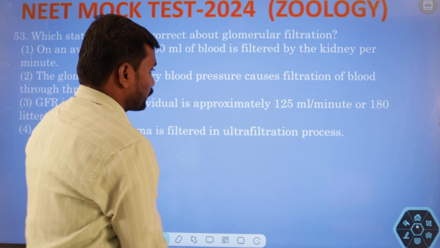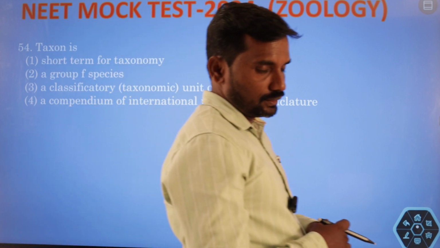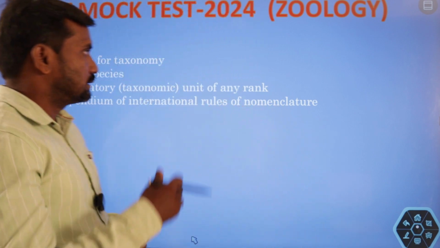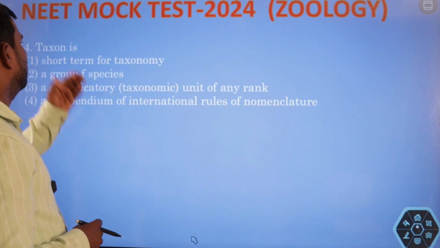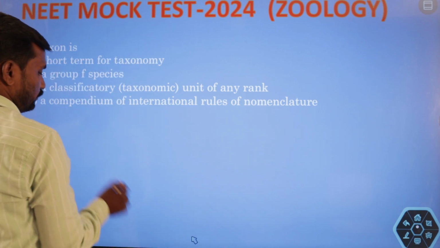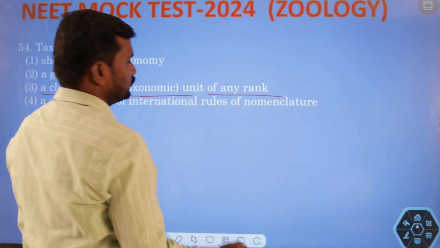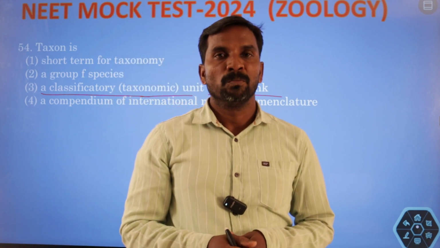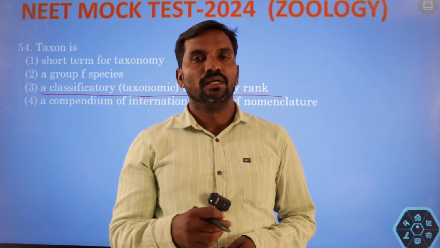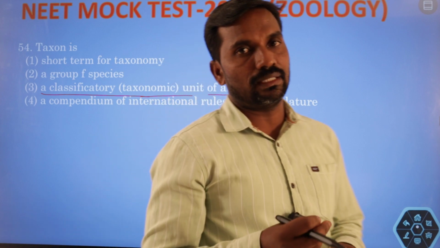So question number 54, this is a basic question from the living world: the taxonomic hierarchy. The taxonomic hierarchy is the systematic arrangement of organisms. A taxon is the unit of classification. The kingdom is further divided into phylum for animals, division for plants, then class, order, family, and finally genus and species. The species is the basic unit of classification.